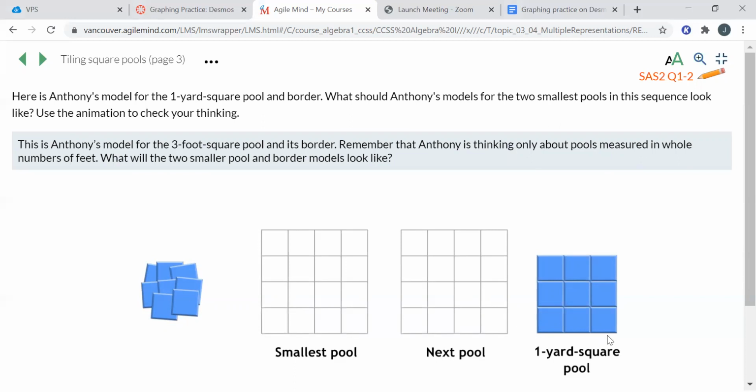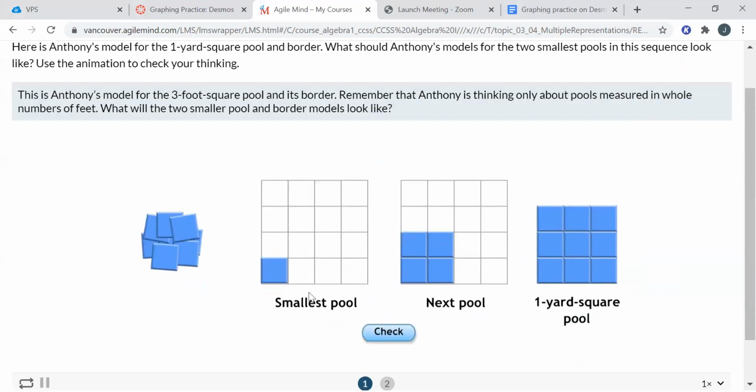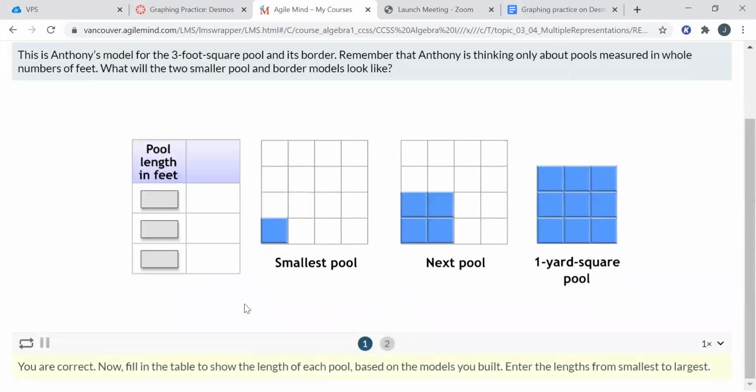Well, this is a 3 by 3 pool. I can also make a 2 by 2 pool. Oops, that's not right. I'll move it in a sec. There, 2 by 2. That's smaller. 3 by 3, 2 by 2, and the smallest I could get is 1 by 1. So those are my 3 pools, and I can check it. And it says, great job, you're correct.